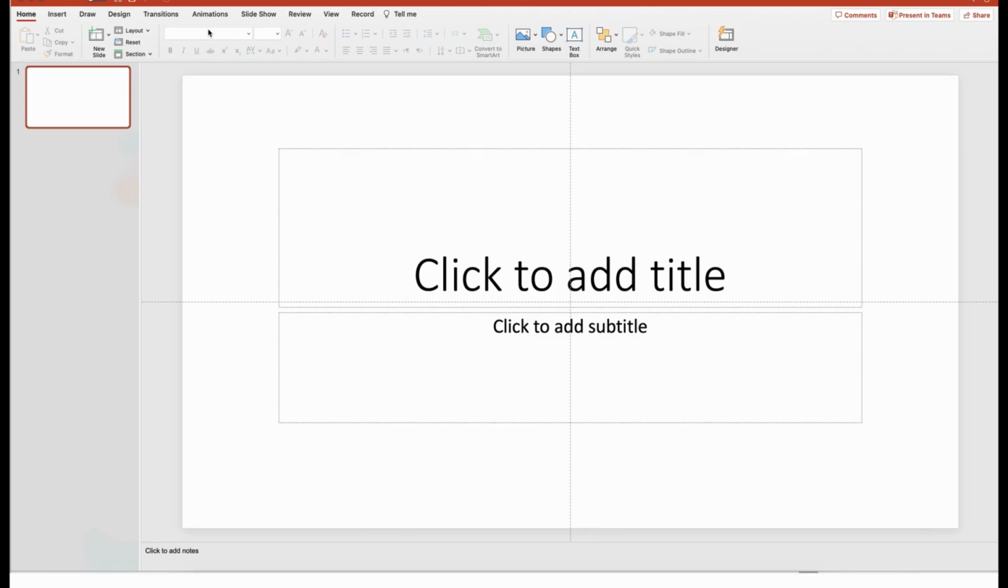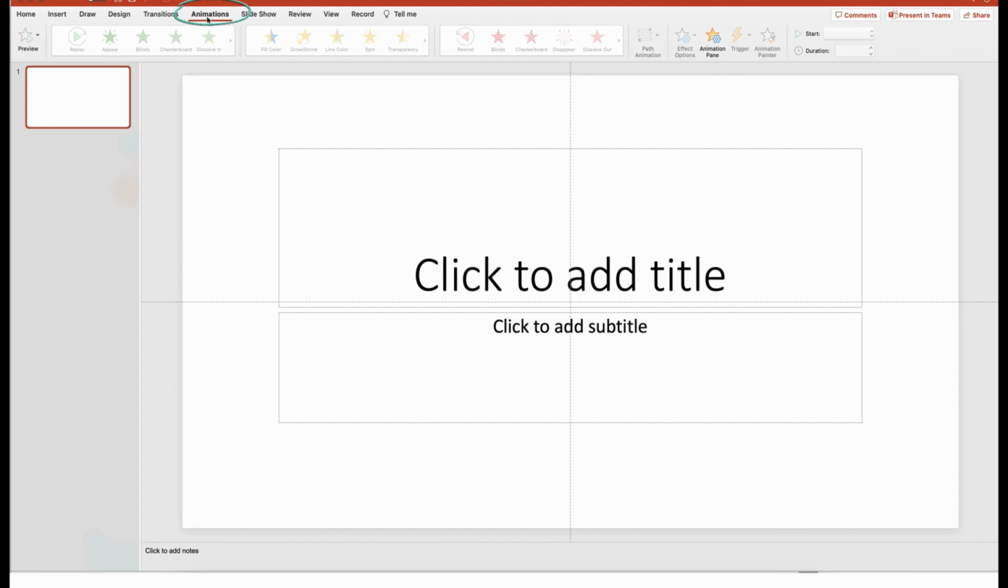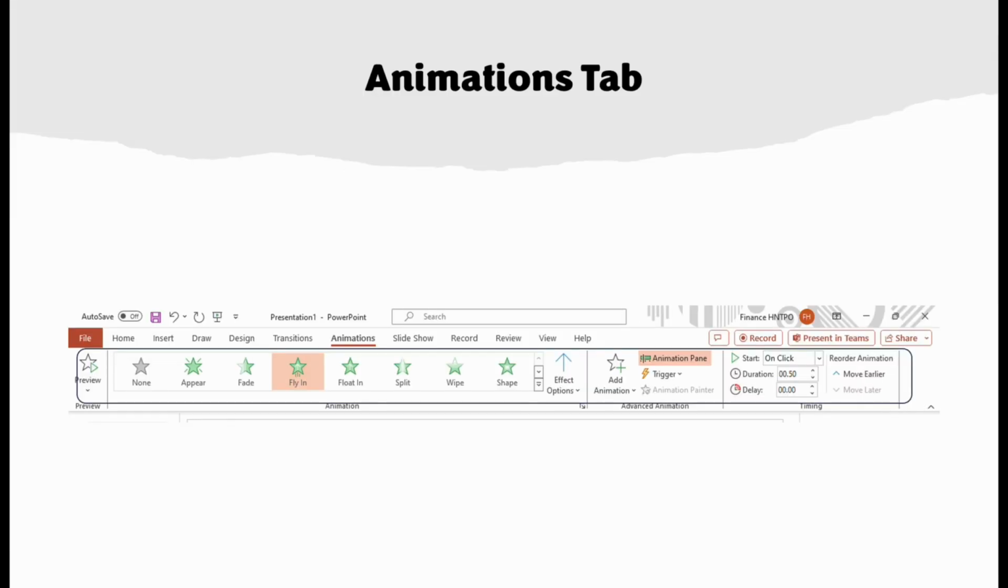Now let's navigate to PowerPoint. Proceed to the sixth tab, which is tagged as Animations. Within this Animations tab, you'll come across various sections. These are Preview, Animation, Advanced Animation, and Timing. Preview is your best friend. It allows you to see a sneak peek of how your animation will look.